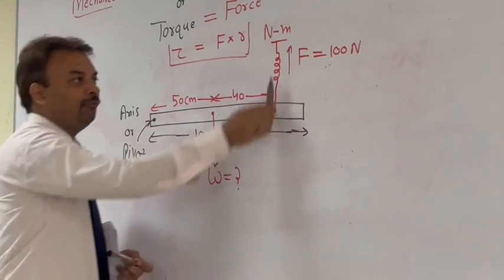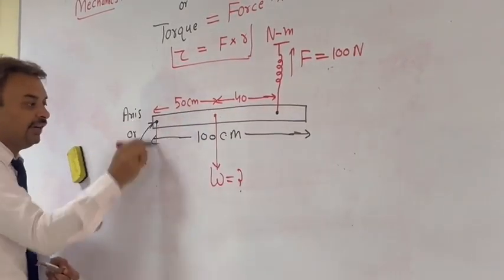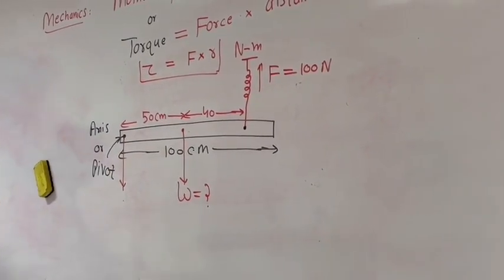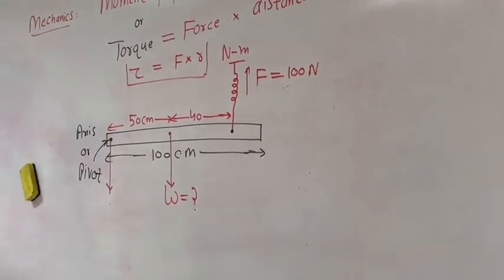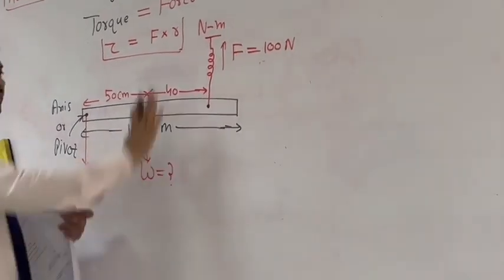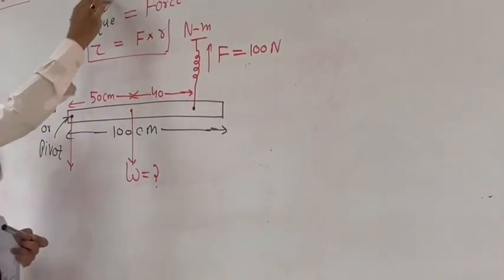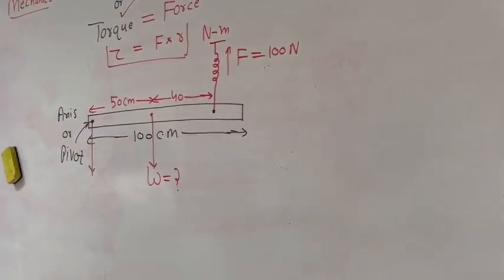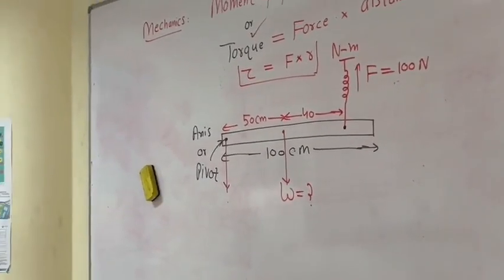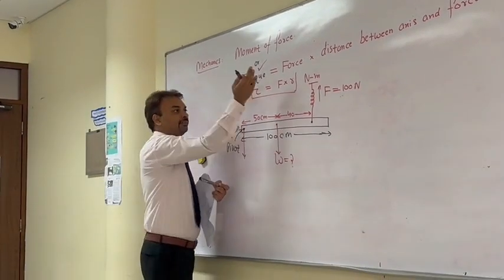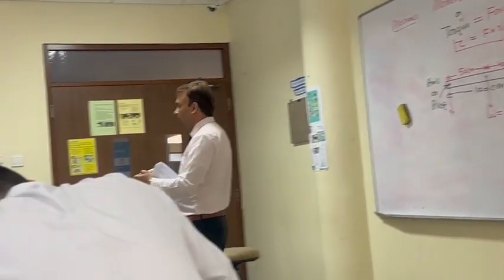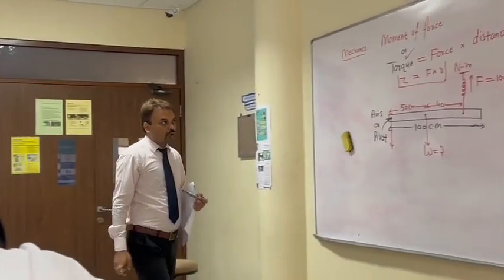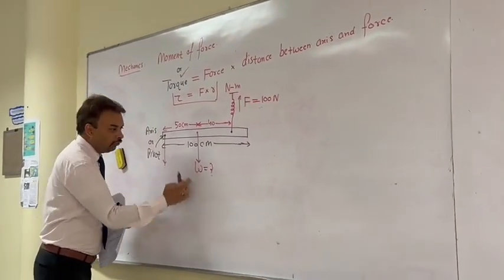Now, when there is an upward force on this side, there is a downward force on this side. I already showed you in the weighing machine, because there is some weight here. When there are two forces, one upward and the other downward, it means there is a torque. Torque means the rotational effect of a force. When a force tries to rotate something, that is called a moment, or torque. So when we have a torque, how can we find out W?